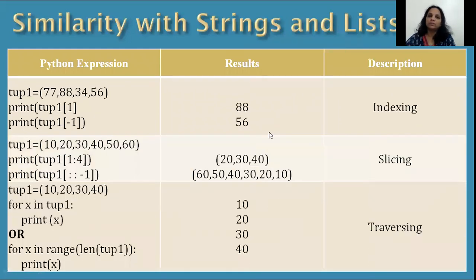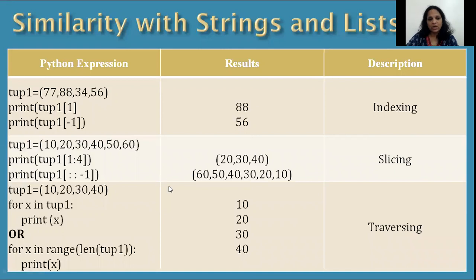Some more similarities. Indexing. In a string, we had forward and backward indexing. In a list, we have forward and backward indexing. Same thing is applicable here also. If you look at the example, it'll be very easy for you. When you say tup1 of index value 1, that's 88, and tup1 of minus 1 is the backward indexing, you get 56. Then slicing also works the same way as with strings and lists. And similarly is the traversing.